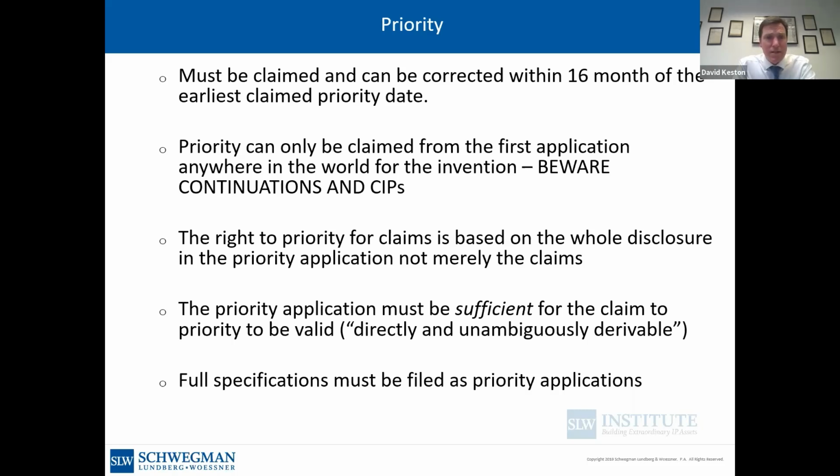I've emphasized that the right to priority for claims is based on the whole disclosure, not just on the claim. So it doesn't matter that you don't have a claim there, as long as it's described somewhere in the description. But the description must be sufficient for the claim to be valid. So it must be directly and unambiguously derivable. That's a quotation from one of those rare enlarged board decisions, G2 of 98. And when one files a priority application, it needs to be a full specification.